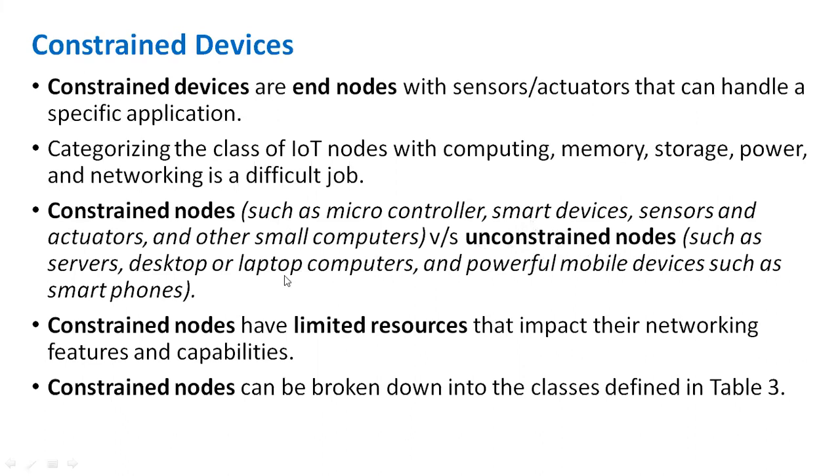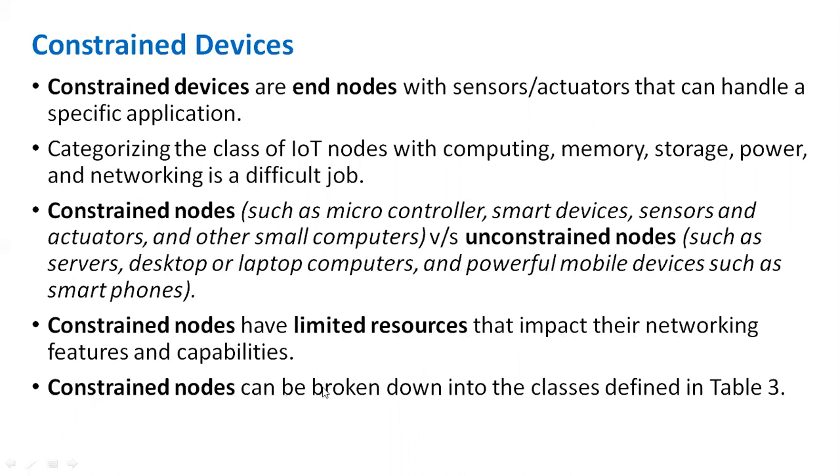Examples are servers, desktop systems, laptop systems, and powerful mobile devices like our smartphones. These all belong to unconstrained nodes. There is no limitation for them. But for constrained nodes, limited resources are used. Constrained nodes have limited resources that affect their networking features as well as their capabilities.